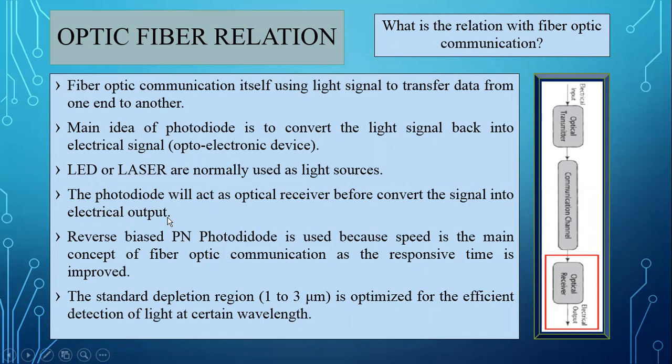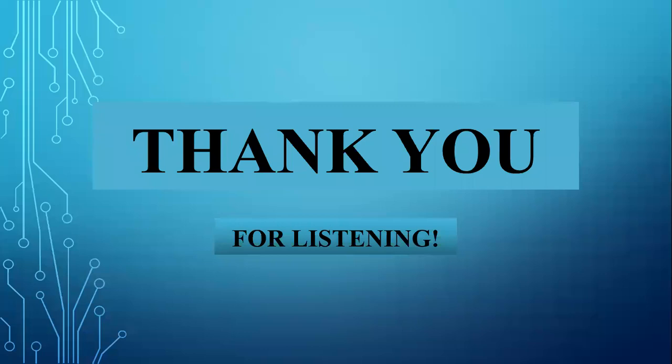The reason why we use a reverse bias PN photodiode is that speed is the main concept of fiber optic communication, as the response time is improved. And lastly, the reason why the depletion region width should be around 1 to 3 micron only is that it is optimized for efficient detection of light at certain wavelengths, depending on the semiconductor material.